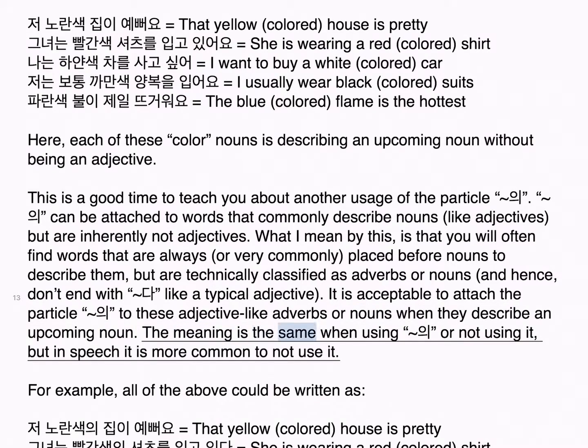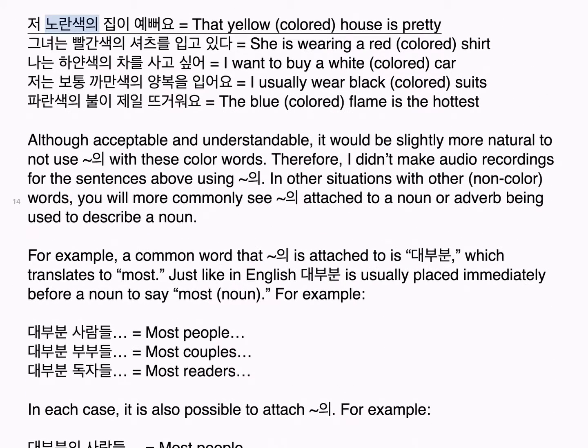The meaning is the same when using 의 or not using it, but in speech it is more common to not use it. For example, all of the above could be written as 저 노란색의 집이 예뻐요. That yellow-colored house is pretty.